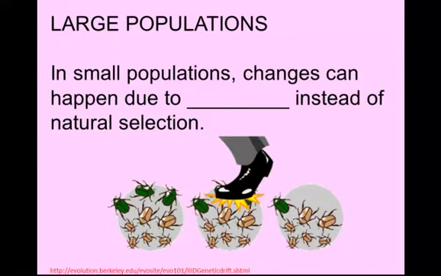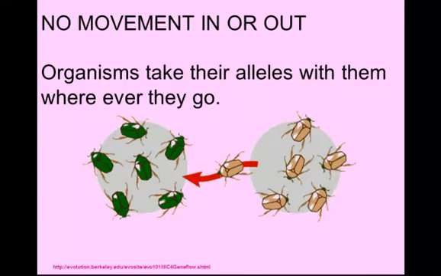We said populations have to be large. In small populations, changes can happen just due to random chance, and it can cause a change in the frequencies of the alleles in the gene pool. No moving in or out of organisms. If they leave the population and take their alleles with them, that can cause a change in the gene frequency for who's leaving and also who's coming.